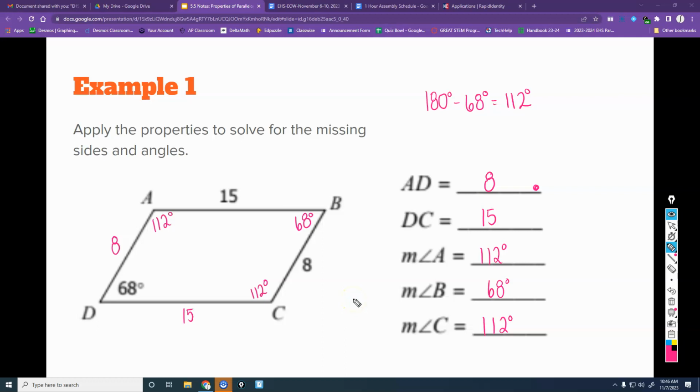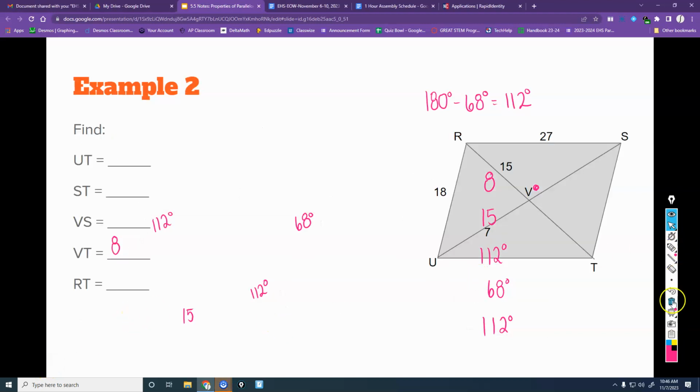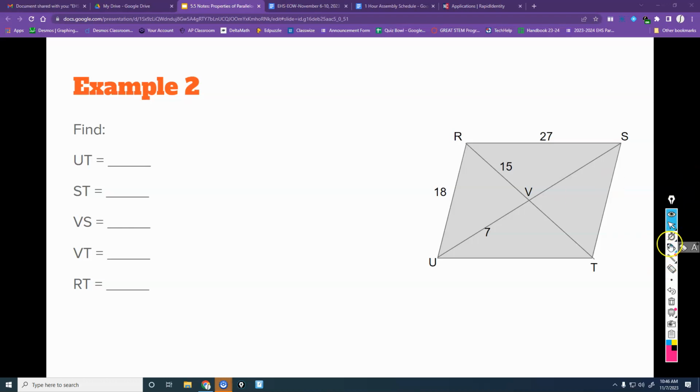Okay, questions? All right. Here's example 2. Okay, they have asked us for several different pieces.